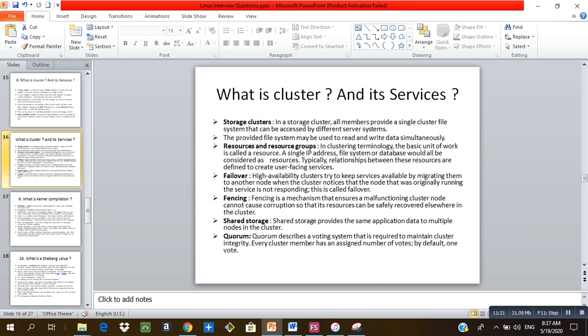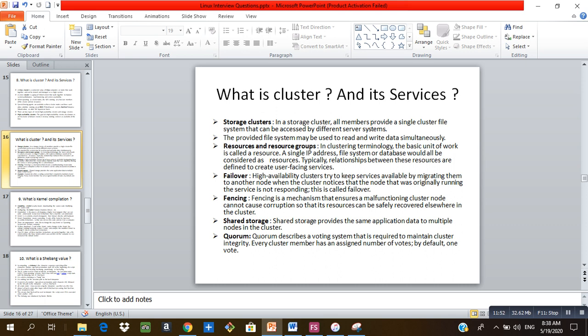Fencing. Here comes the terminology fencing. These are some of the most important terminologies of a cluster which you should know, and when you answer the question of cluster with all this terminology, this also gives a very good impression on the interviewer. Fencing is the most important part. This can be asked randomly also: what is fencing in cluster? So it is a mechanism that ensures a malfunctioning cluster node.